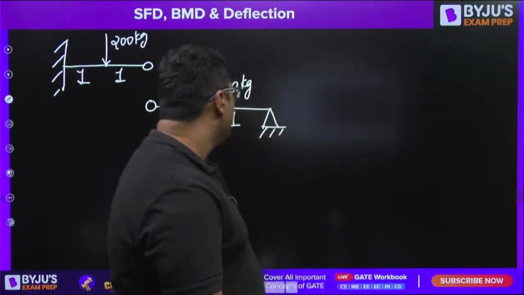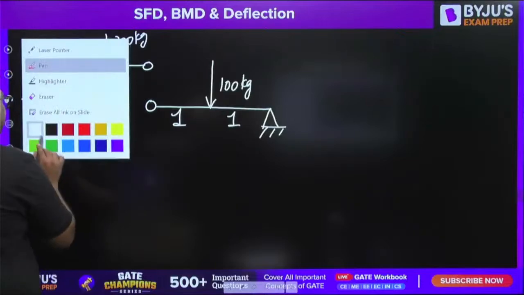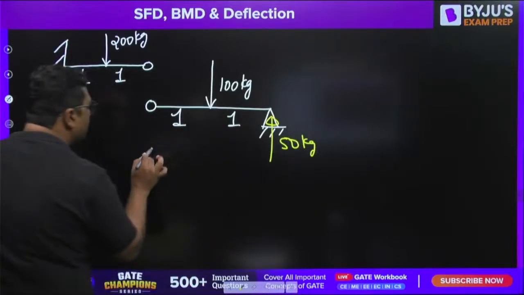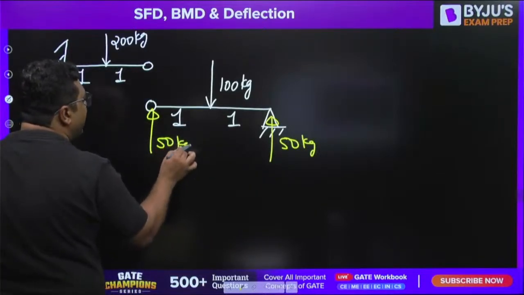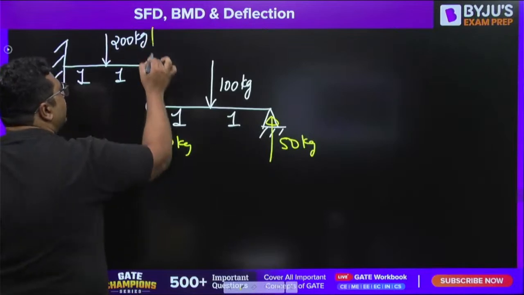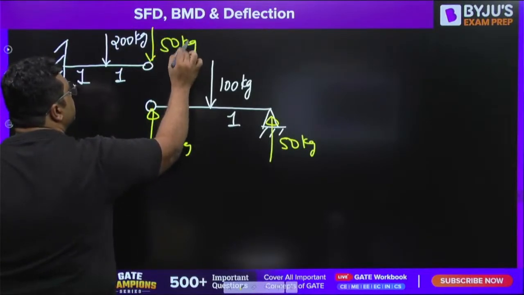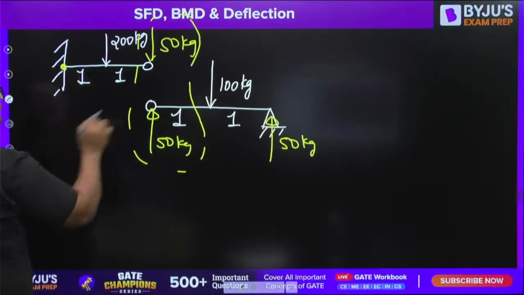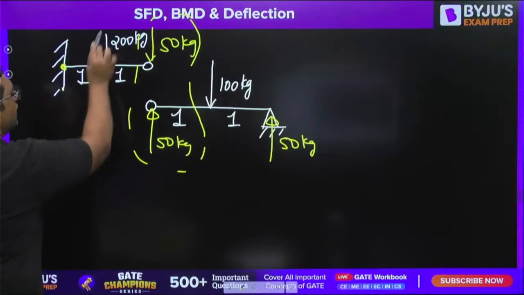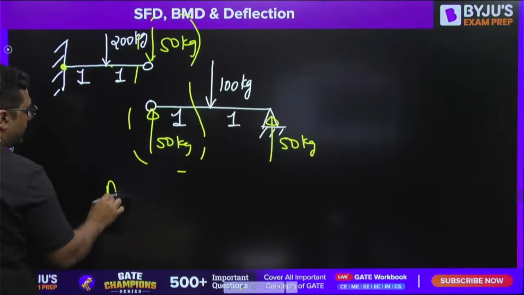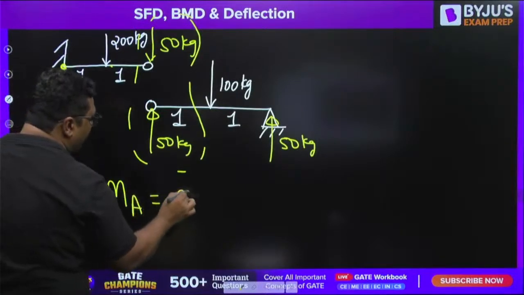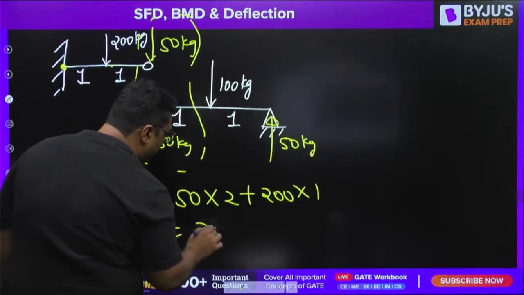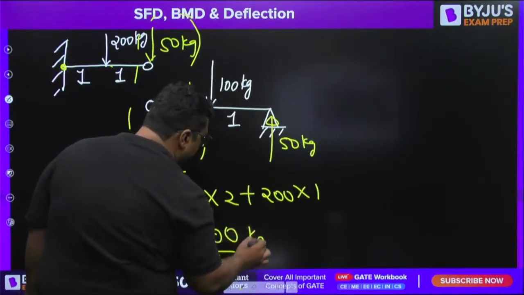Bending moment at A. So if you see this, by symmetry we will be calling this to be 50 kg, and this also will be 50 kg. But at this point, there was no other load, so we will be applying 50 kg downward as well, so that overall equilibrium is maintained. If you are finding the bending moment at this point, this 50 will create 50 into 2, and 200 will create 200 into 1. So bending moment at A is 50 into 2 plus 200 into 1. The answer will be 300 kg meter.